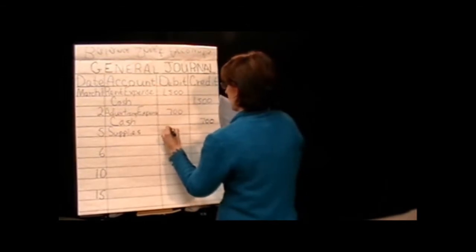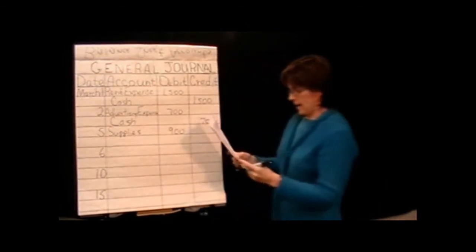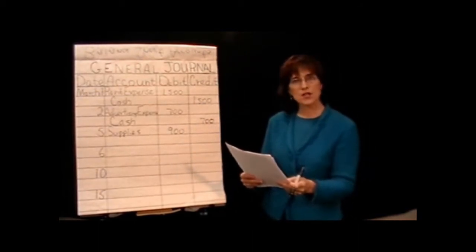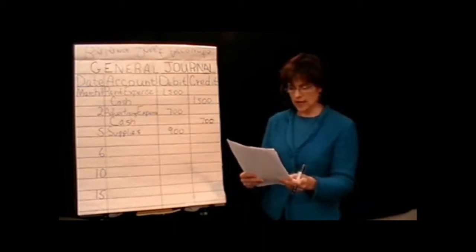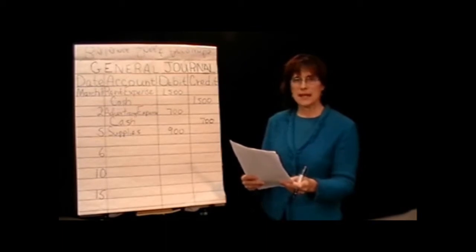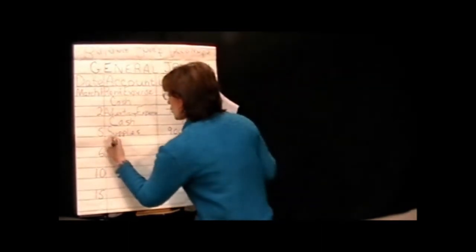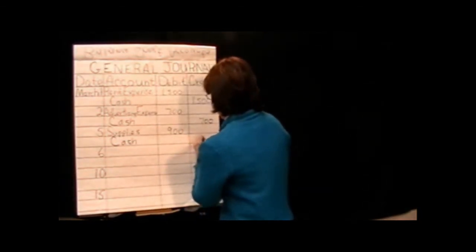$900. And it says we paid cash. So cash is involved here. Is cash coming in or is it going out? Well, if we're paying, cash is going out. So we'll be decreasing cash, and decreases in assets are recorded by credits. So we're going to credit cash for $900.